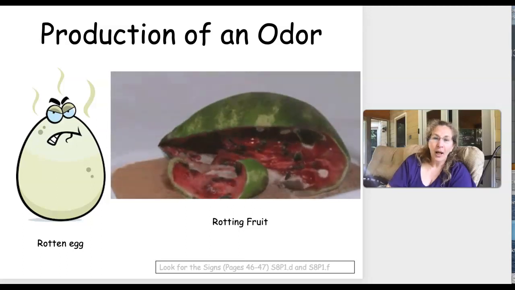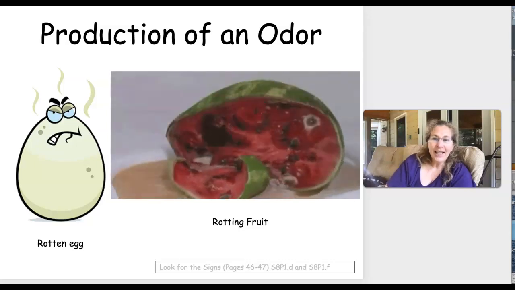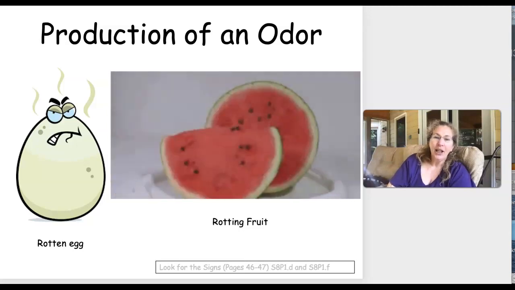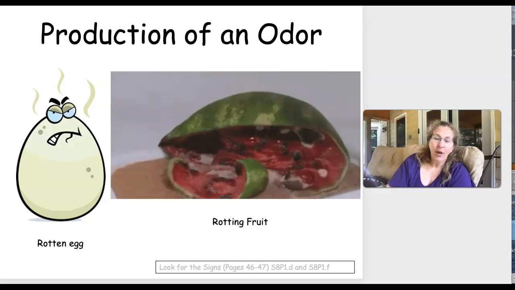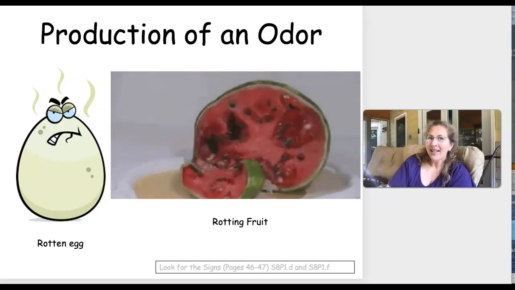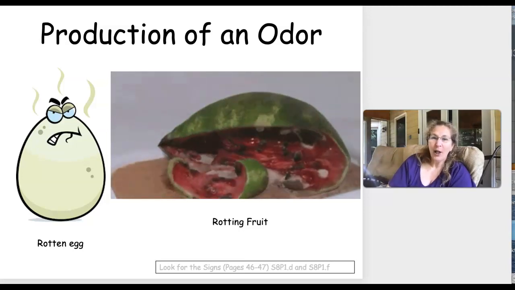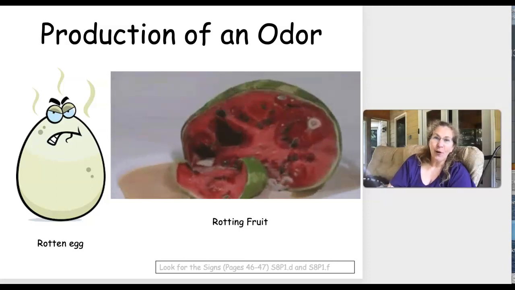So, the production of an odor. In the example on the slide, you have a rotten egg. If you've ever hunted Easter eggs and not found quite all of them outside, you know that in a couple of weeks they're going to stink. And they're going to stink like sulfur, hydrogen sulfide. That's a chemical change within the egg. No longer is it an egg that you can eat.